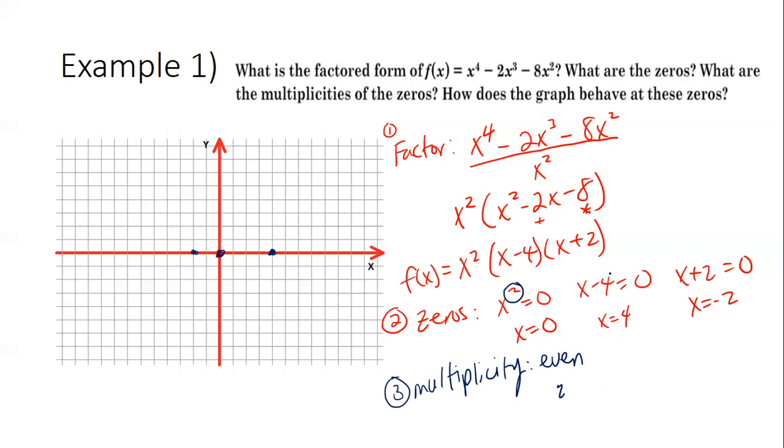At x minus 4, its multiplicity is just 1, so it's an odd multiplicity of 1. At x plus 2, its multiplicity is just 1, so it's an odd multiplicity of just 1. What the multiplicity tells me is what is going to happen at the graph. If I have an even 2, I'm going to touch the graph. I have an odd 1, I'm going to cross. So it tells me my behaviors at the graph.